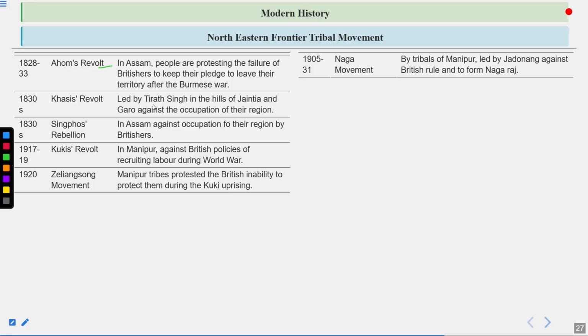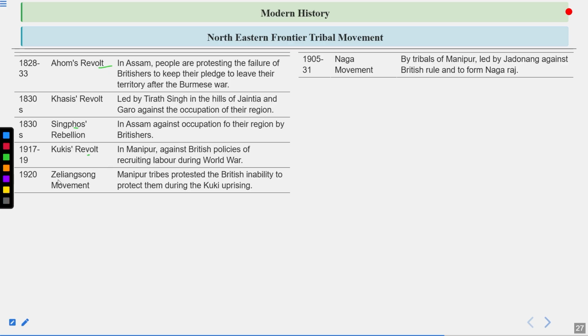1830s, Khasis revolt, led by Tirath Singh in the hills of Jaintia and Garo against the corruption of their region. 1830s, Singpho rebellion in Assam against corruption of their region by the Britishers. Kukis revolt, an important one, in Manipur against British policies of recruiting labor during the World War.